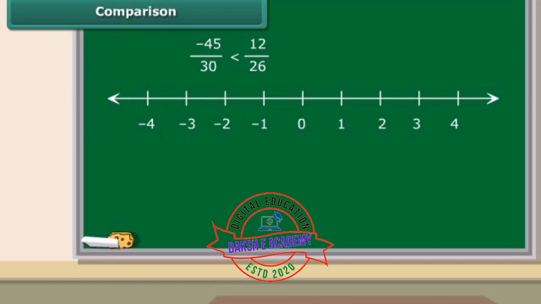For example, 2 by 3 lies here and 1 by 3 lies here. So which one is to the right? 2 by 3. Correct. Therefore, 2 by 3 is greater than 1 by 3. Similarly, minus 1 by 3 is greater than minus 2 by 3 because minus 1 by 3 comes to the right of minus 2 by 3.